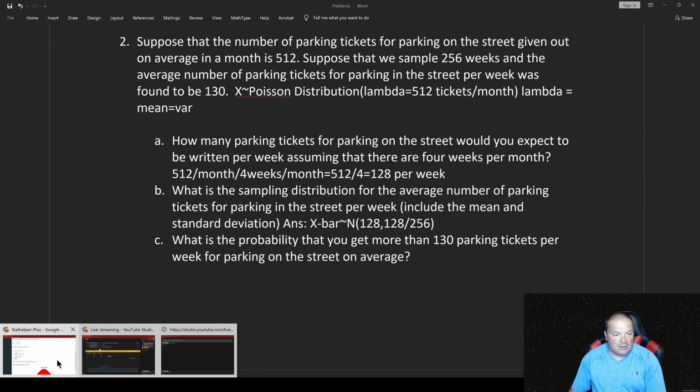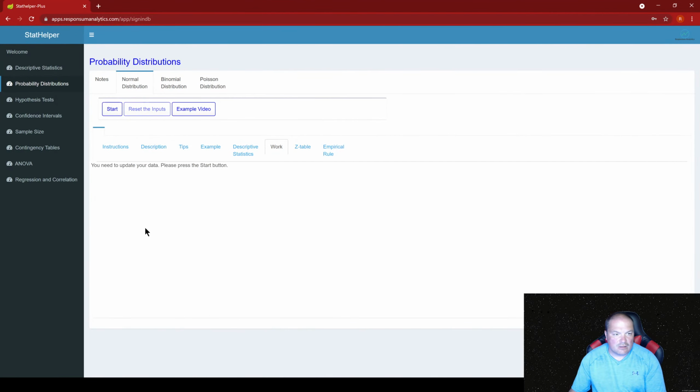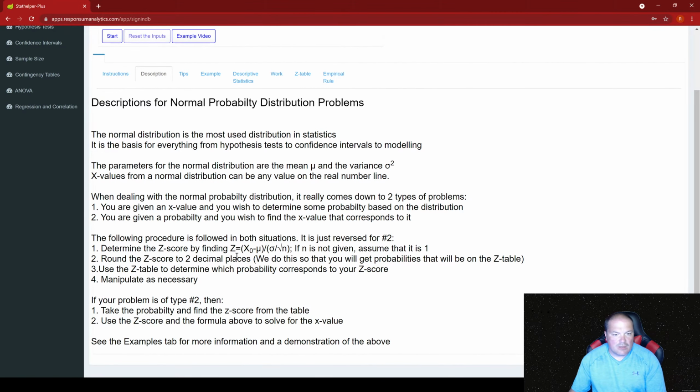We're going to go in here, we're going to calculate Z in the same manner that we did before. Okay, here's the difference. Here's your Z-score. Okay, now the only difference between our situation and this one is instead of having X sub 0 here, what we're going to have is X bar sub 0, which in our case is 130. Mu in our case is 128.